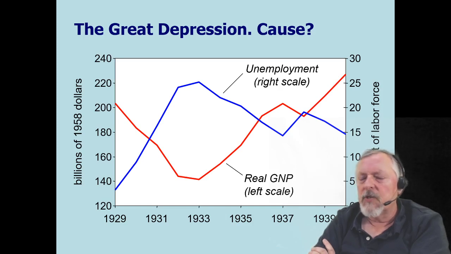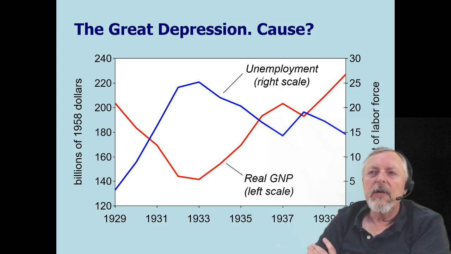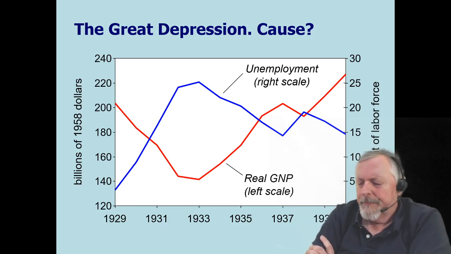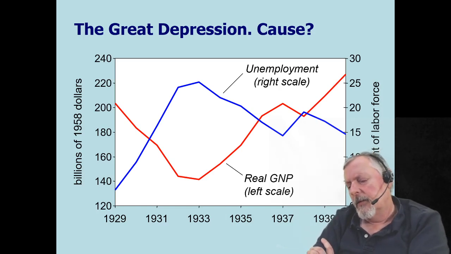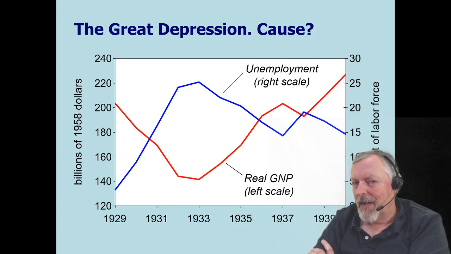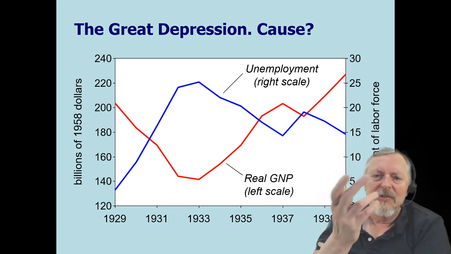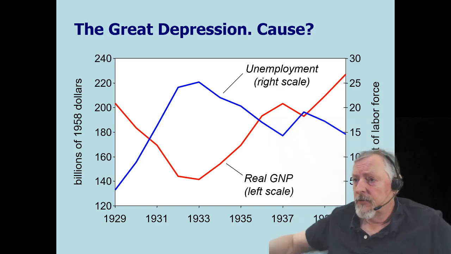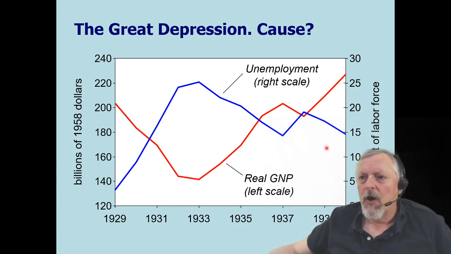We have several theories about what caused the Great Depression. They agree in some ways and they disagree in others. And it's hard to disprove theories in macro, so maybe there's a little truth in all of them to some extent. This graph on the screen is from table 12 on page 352 in your textbook.